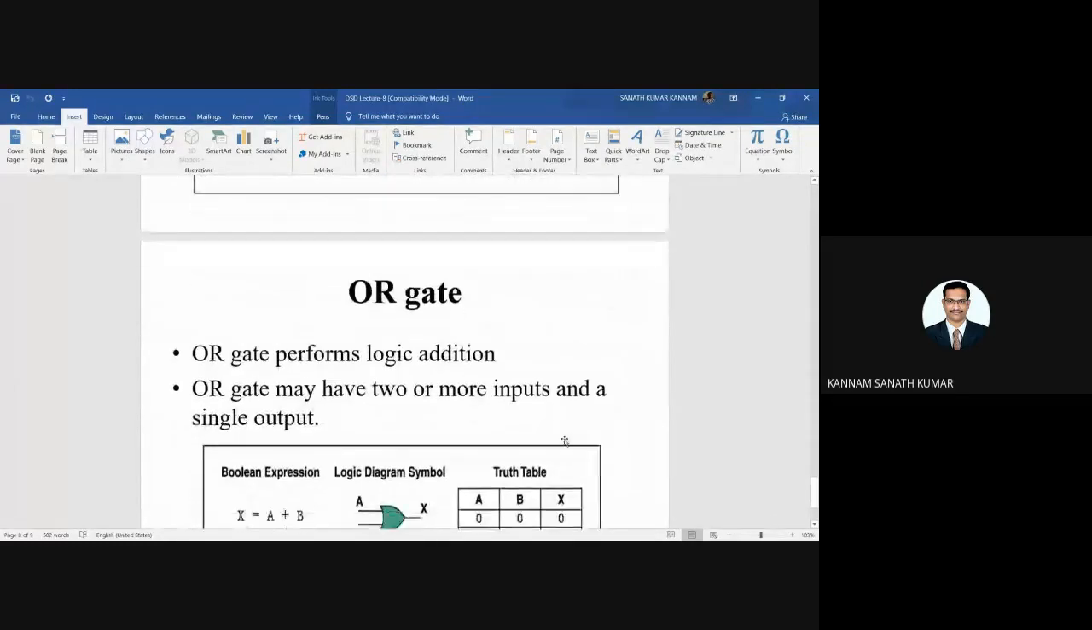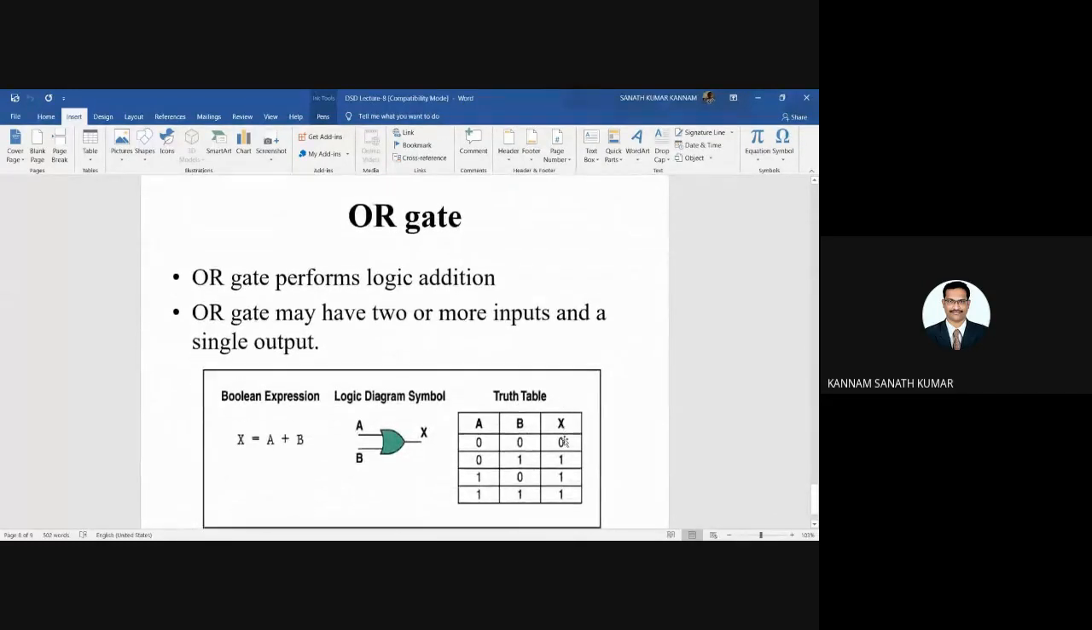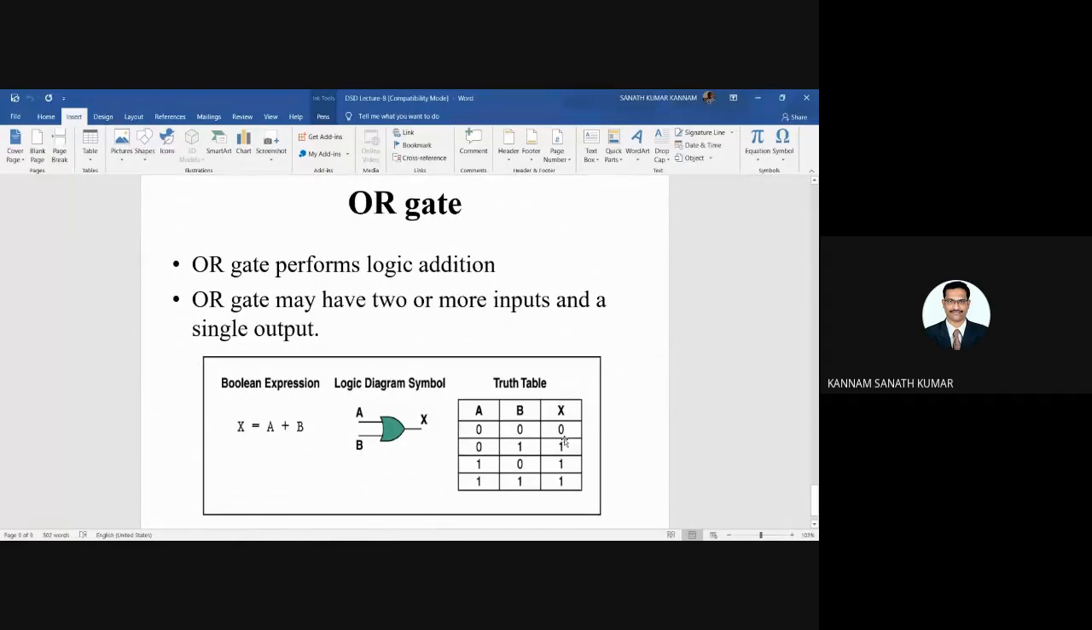Coming to the OR gate, it is nothing but logical addition. This performs the logical addition. It may have two or more inputs and a single output. The logical expression is x equal to A plus B. This is nothing but logical addition.